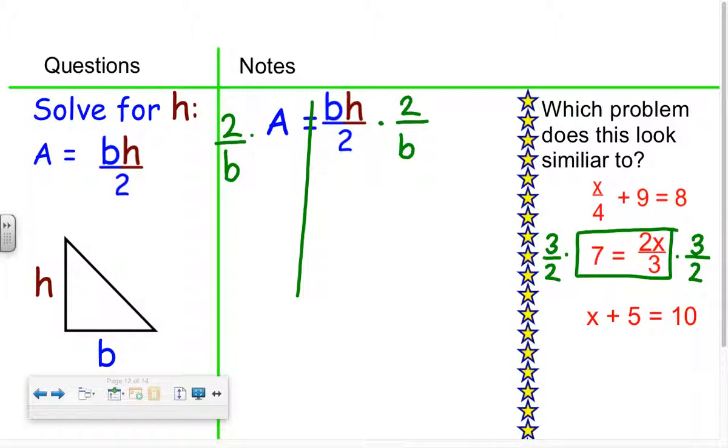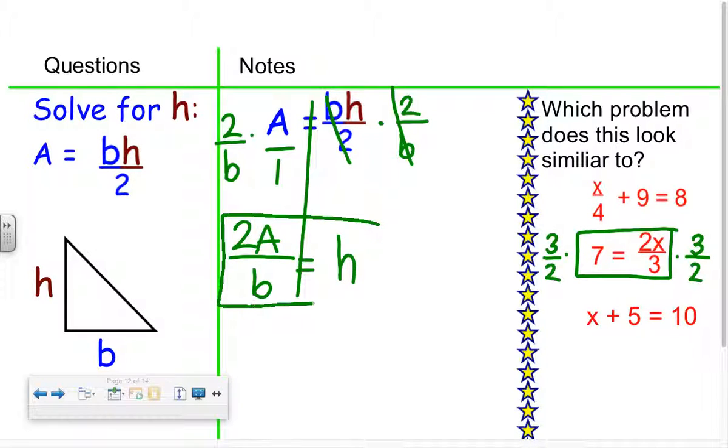Now if I need to divide or multiply a fraction by a whole number, turn that into a fraction as well, a over 1. And then I multiply the top, 2a, multiply the bottom, b times 1 is b. And then over here, these cancel, and I was left with the h on the right-hand side, which is what I wanted to solve for. So if I needed to find the height of a triangle, I would have to do 2 times the area divided by the base.